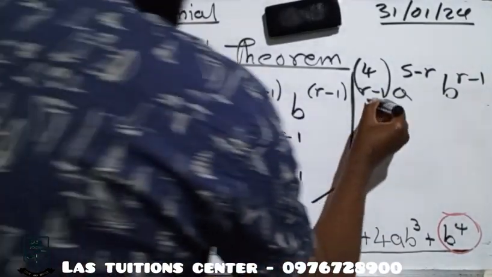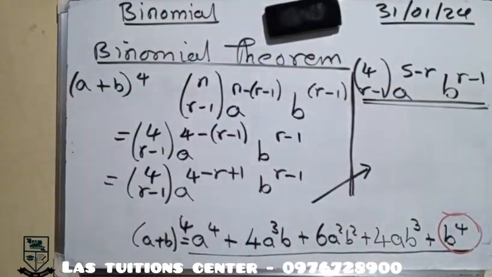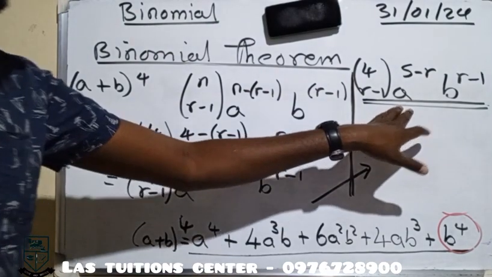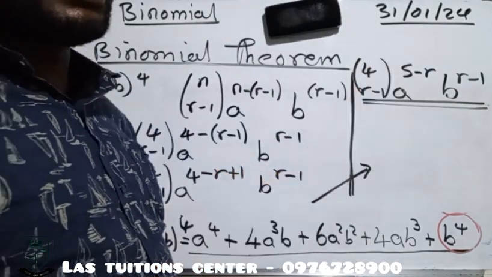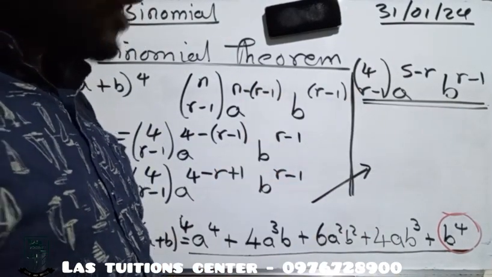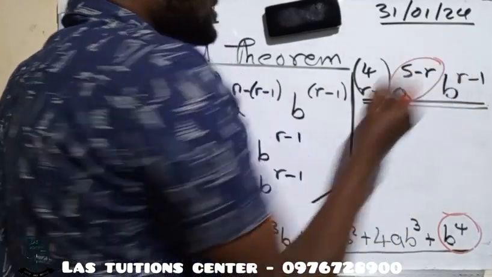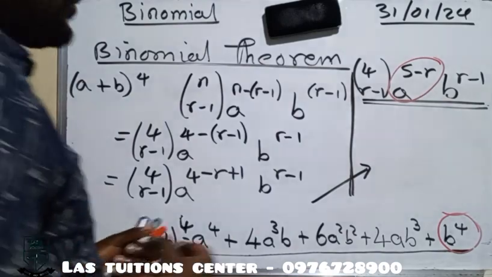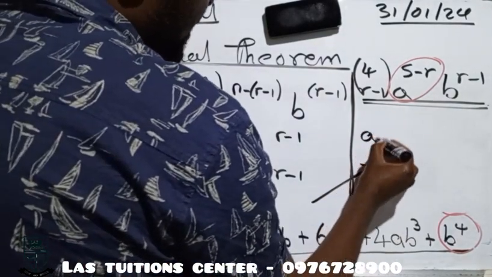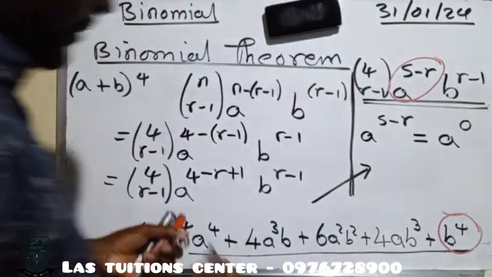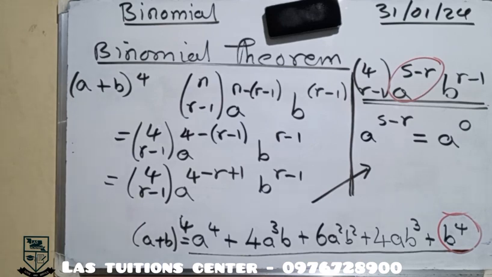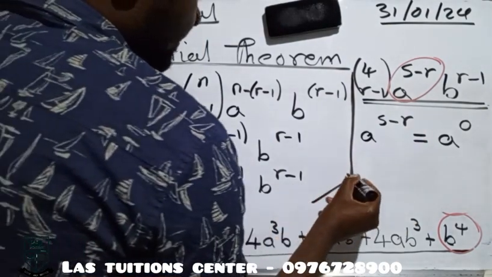So when we reach here, after we are done with all this expression, we are told that the term we are looking for doesn't have an a, or rather the a is to the power 0. So now we pick this a which we have there, and equate it to a to the power 0. So we have a to the power 5 minus r, and we say this is equal to a to the power 0. Because when you have a to the power 0, it means the a there does not exist, because a to the power 0 is 1. I hope you understand that.